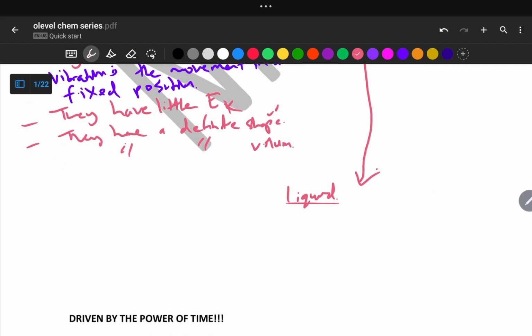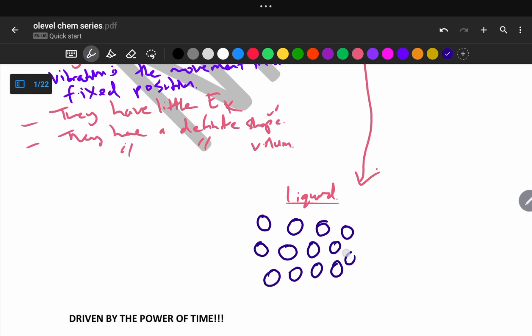So the liquids. Let us start by highlighting the structure within the liquid phase. The particles are relatively apart from each other compared to the solid, right? So this is the arrangement of the particles in the liquid state. The particles are relatively apart from each other compared to the solids, right?